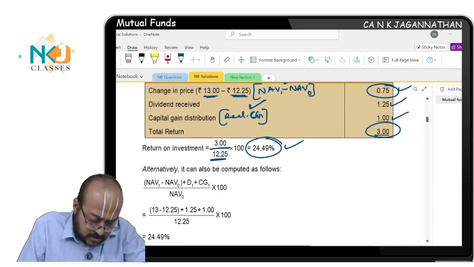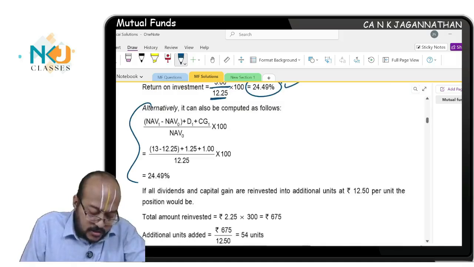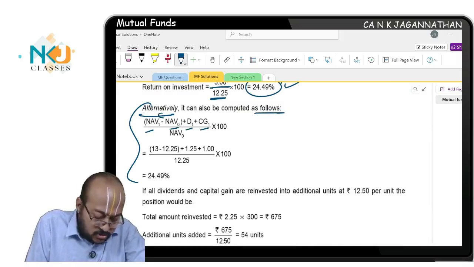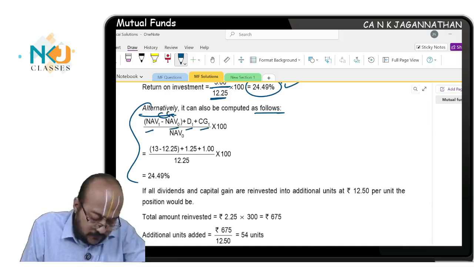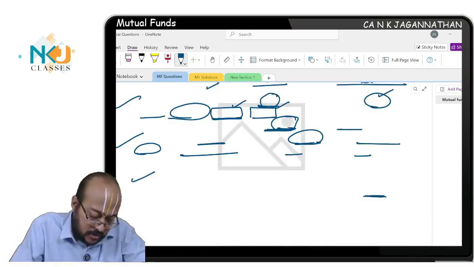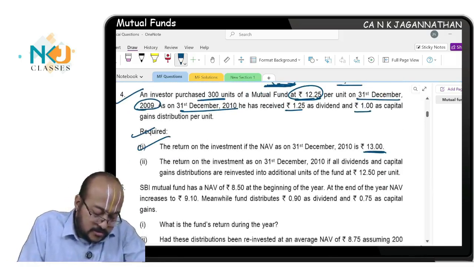Are you understanding? Same thing they have presented in this way. Alternatively, it can also be computed as NAV1 minus NAV0 plus D1 plus CG1. This is also CG, don't get confused. If all the dividends and capital gains are reinvested into additional units, that is the next part. This is part 1. Next, come to part 2.